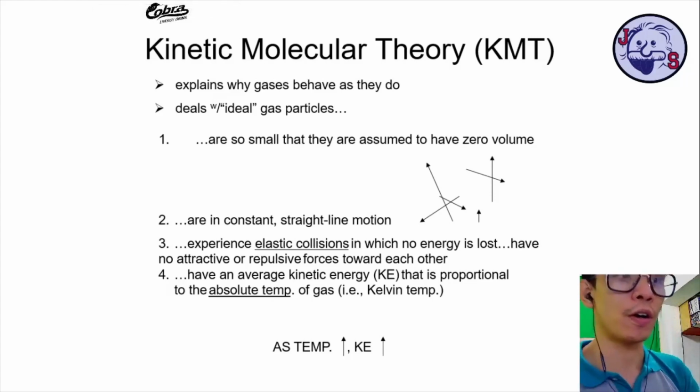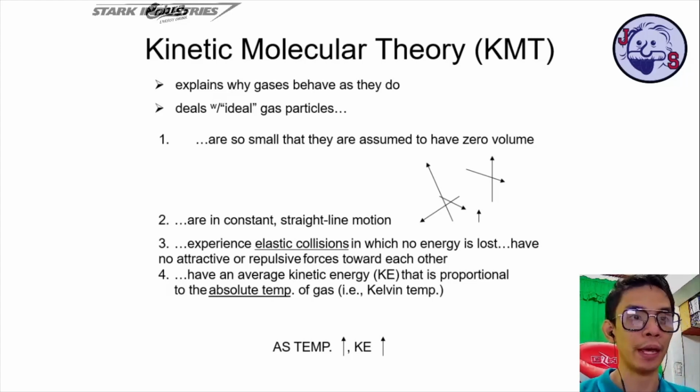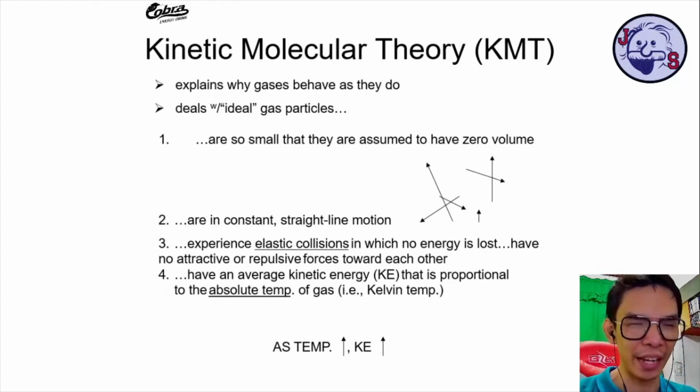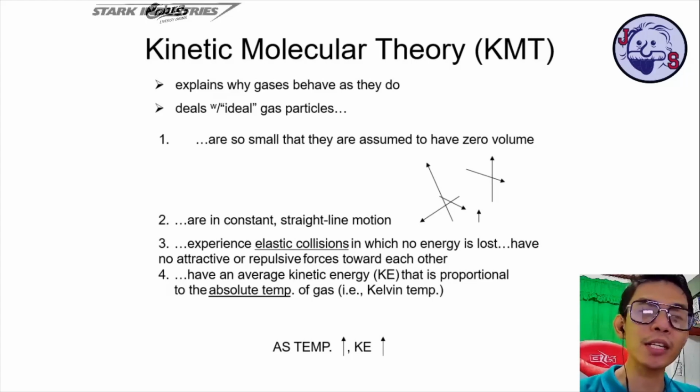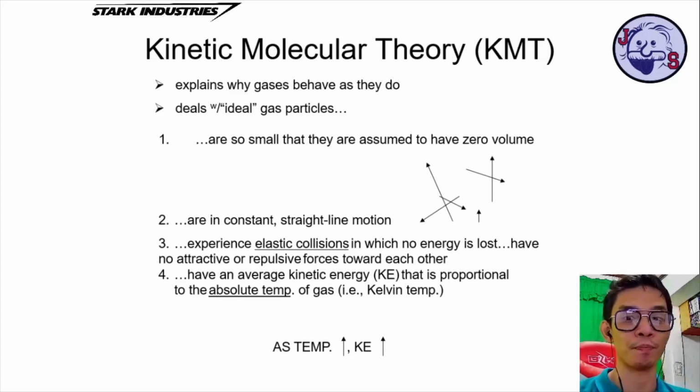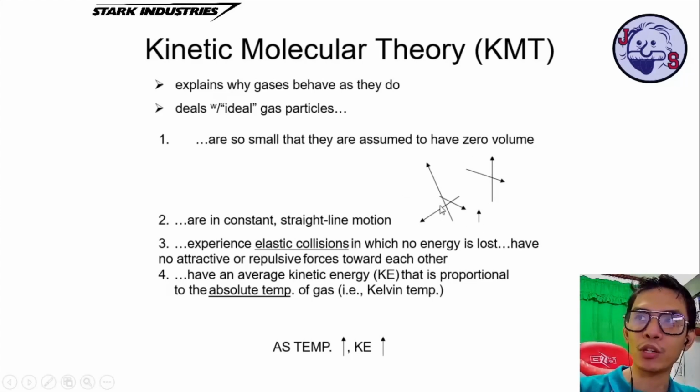All right, so number 1, the first parameter that we have here in the kinetic molecular theory is that gases are so small. Most of the time they are assumed to have 0 volume. Because molecules of gases are so small, we assume that they have 0 volume. That's the first assumption. The second parameter is that gases move in constant straight line motion. Gases always move in a constant straight line motion.